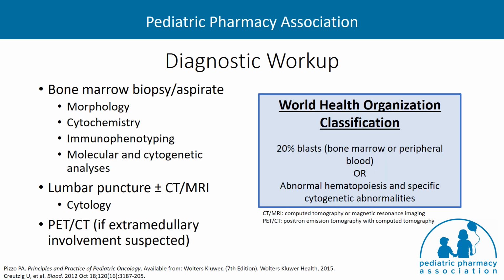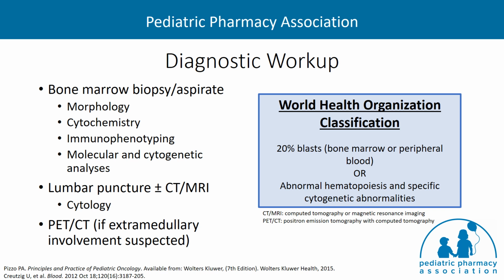After initial labs result and through discussion with patients reporting their symptoms, the next step for a full diagnosis of pediatric AML is to analyze and review the main site of disease, so the bone marrow. So a bone marrow biopsy and aspirate are typically required, of which morphology, cytochemistry, immunophenotyping, as well as molecular and cytogenetic analyses are conducted.